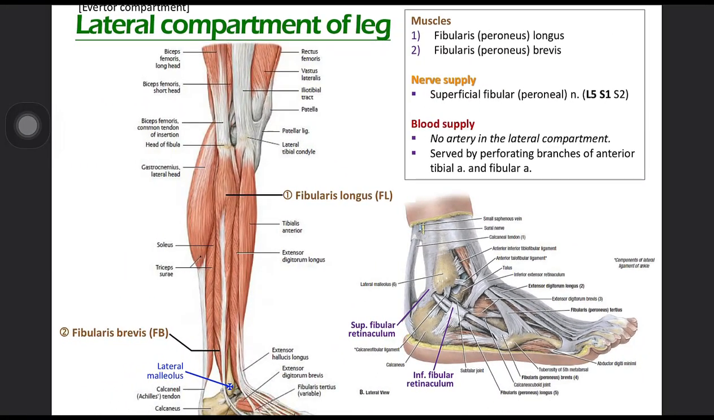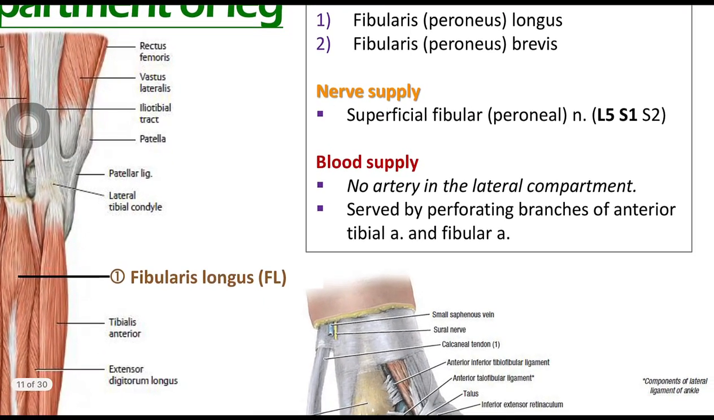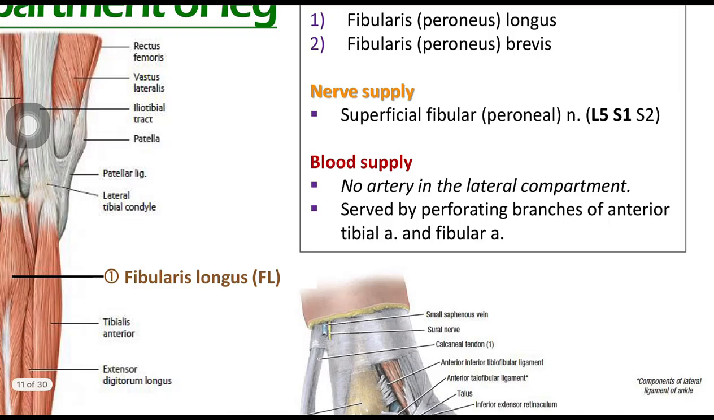Okay, so talking about the nerve, it is supplied by the superficial fibular nerve. And then for the blood supply, this is no surprise. Only 2 members.